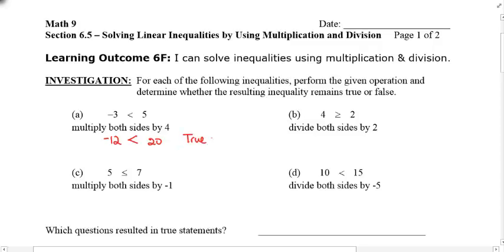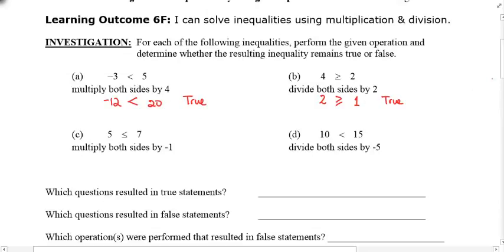How about part B? Now 4 is being asked to divide by 2. 4 divided by 2 is 2. 2 divided by 2 is 1. I'm going to keep the sign the same. Is 2 greater than or equal to 1? I think so. True as well.